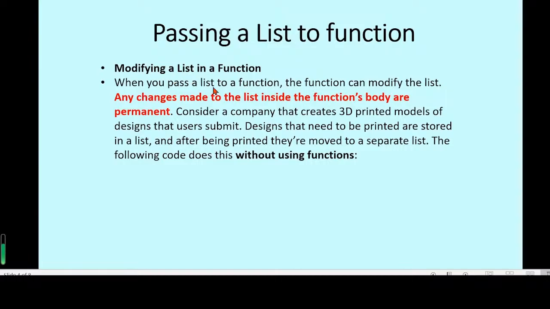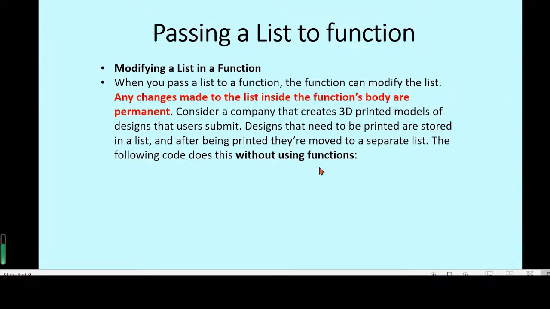Modifying a list in a function. When you pass a list to a function, the function can modify the list. Any changes made to the list inside the function's body are permanent. Consider a company that creates 3D printed models of designs that the users submit. Designs that need to be printed are stored in a list, and after being printed, they are moved to a separate list. The following code does this without using a function.